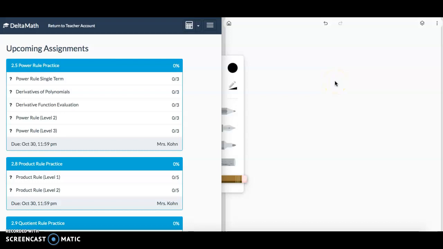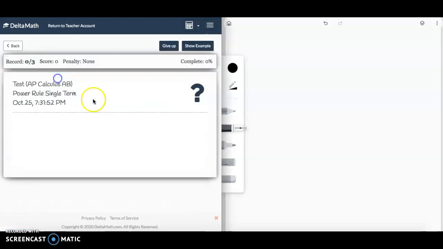Alright guys, we are going to go through the 2.5 power rule practice Deltamath assignment, and I do have a little bit of virtual scratch paper over here, so my recommendation is you guys would grab something as well. And I'm just going to go through and do a couple examples of each of the types of problems. Okay, so power rule, single term, let's do it.